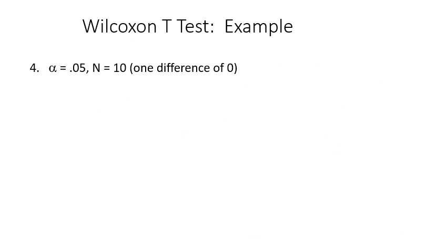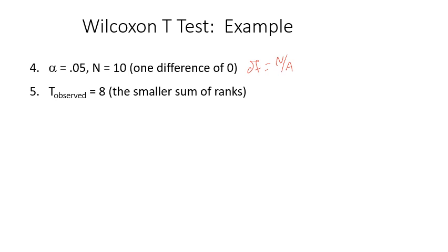Okay, so finishing up with that problem, now we've got an alpha of 0.05. Degrees of freedom is not applicable. You don't have to put that again. But our n is 10 because one difference of 0 reduced it from 11 to 10. You don't need to write that one difference is 0. I've just put that there as a reminder. Our t observed is the smaller of the two sums of ranks, which was 8.